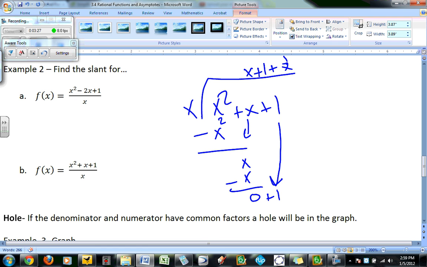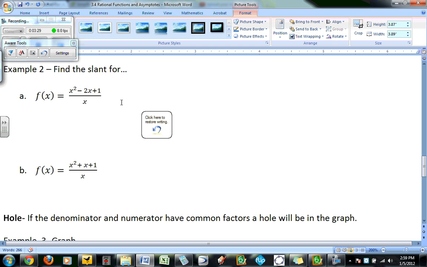So slant asymptotes aren't too bad. If you want more review on how to do long division of polynomials, there is a tab to your side with that resource available to you.